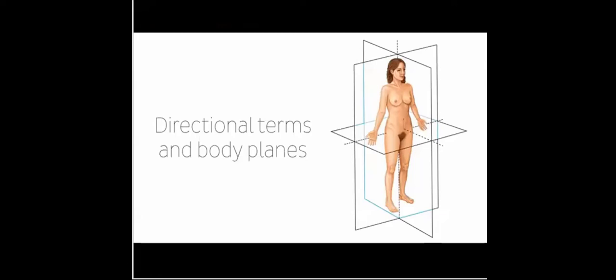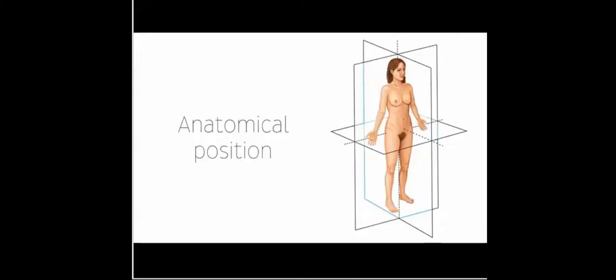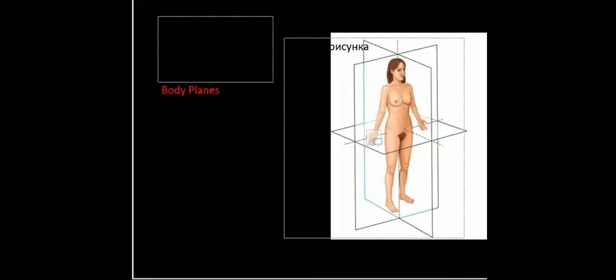Different terms and body planes. Anatomical position is the human anatomy position, the normal anatomy position, from the Nomina Anatomica. This is the normal position when the body stays in this position, eyes to eyes with some person. Next one.